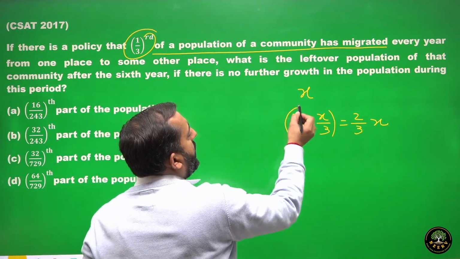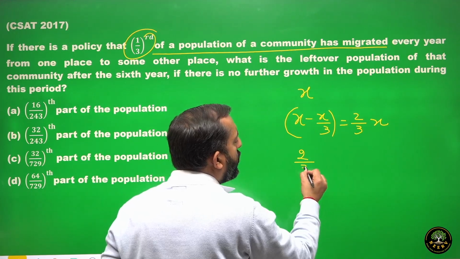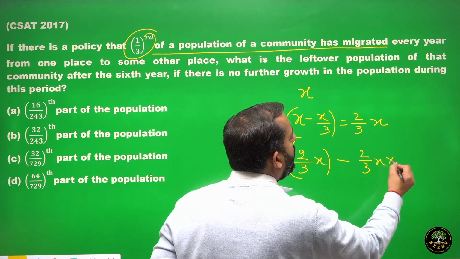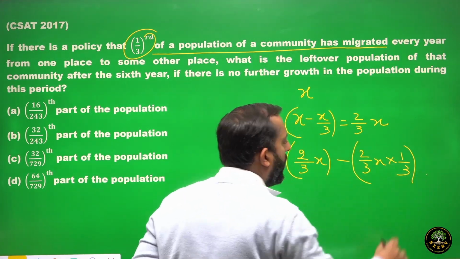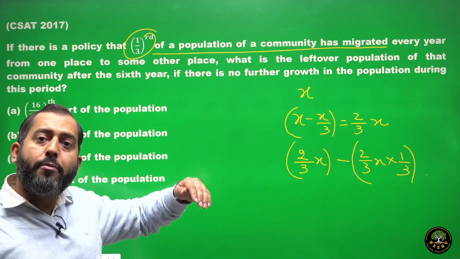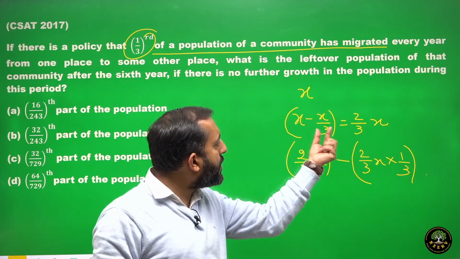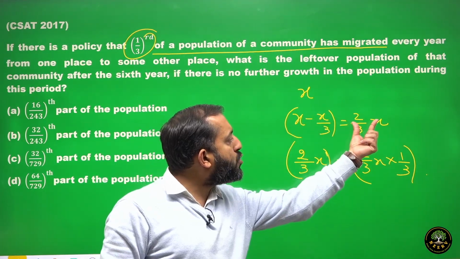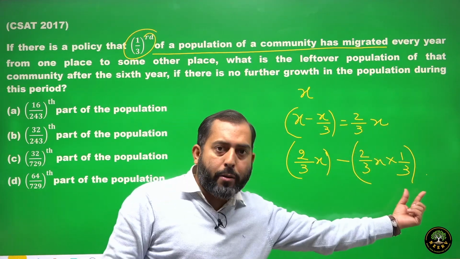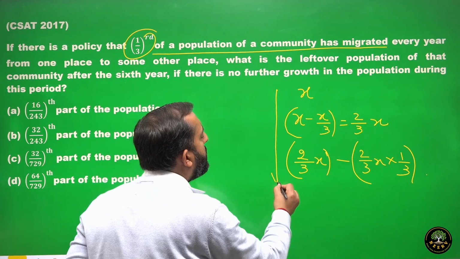Now this is after 1 year. So after next year, what is going to happen? It will be like 2 by 3x minus 2 by 3x into 1 by 3. Every year the population is decreasing by one third of the population of the previous year. So over here it was x, so we have done x minus x upon 3. After this the population was 2 by 3x, so we need to do 2 by 3x minus 2 by 3x into 1 by 3. So this is what we have to do, and this is called successive decrement.